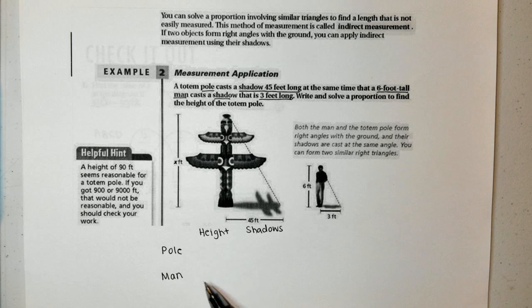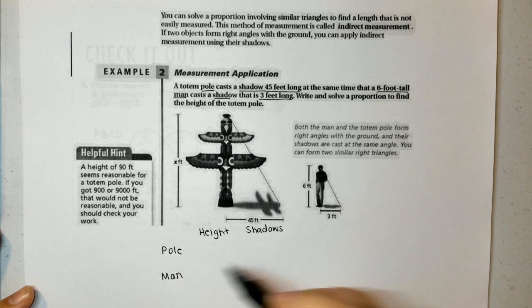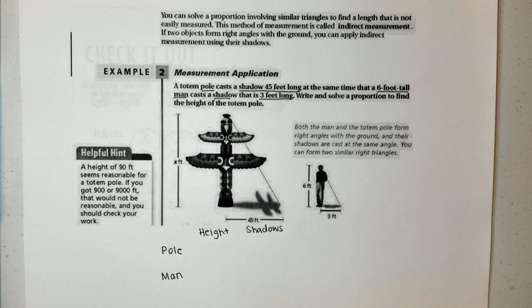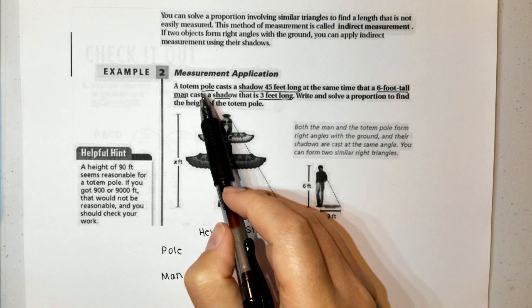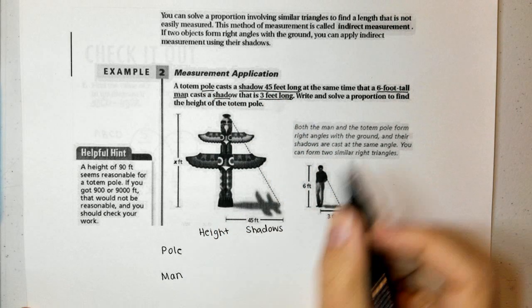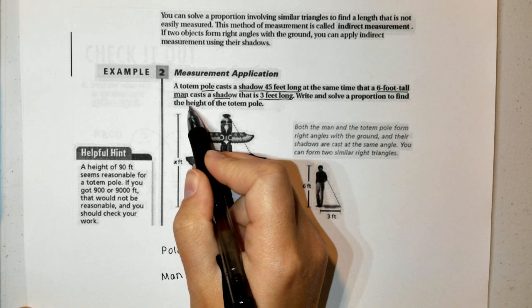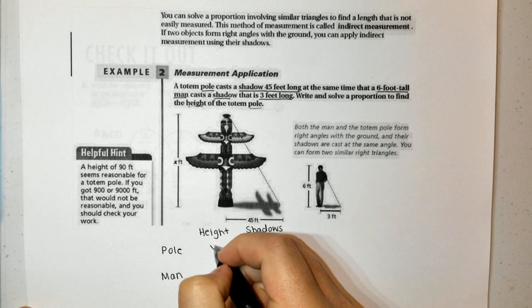So the first ratio is going to be the height of the pole to the man. Shadows will be the pole to the man. I like to set it up kind of like a table, just to make sure all my information is organized and everything matches, because we have the pole on top, man on the bottom. Height in the first ratio, shadows in the second. So, height for the pole. Do I know the height for the pole? No, I'm going to find that out because it says write and solve a proportion to find the height of the pole. So that's going to be x.